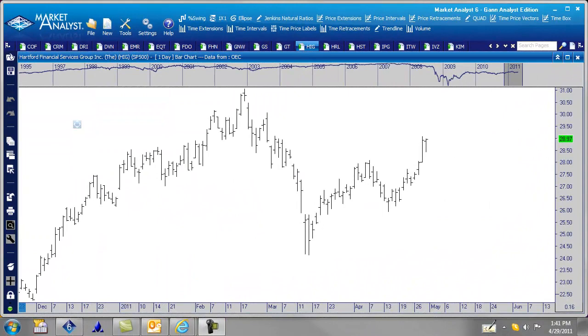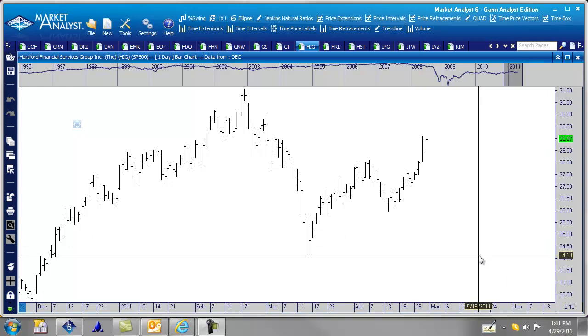So I have a daily chart of Hartford Financial Services Group, HIG, from the S&P. It's Friday afternoon after the market close. You can see the date and the time here. I thought rather than giving you idealized examples, here's a real example. I don't know if it's going to work, but I'll show you how to do a TRG on this chart.